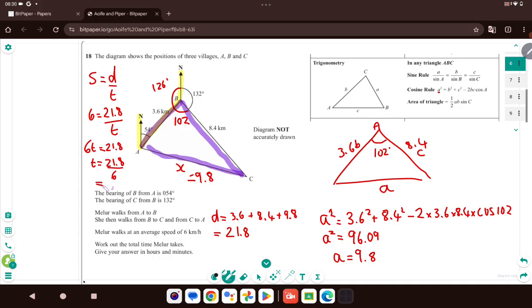Get 3.63 recurring. Well, I know that's 3 full hours. I'm actually going to times all of this by 60 to just convert the whole thing into minutes. Gives us 218. Obviously, we know that's 3 hours anyway, but 180 minutes is 3 hours. So 218 minus 180 gives us 38 minutes. That's the full answer.